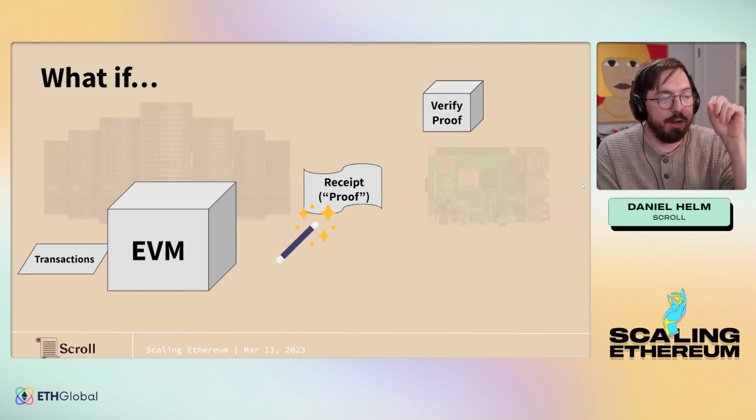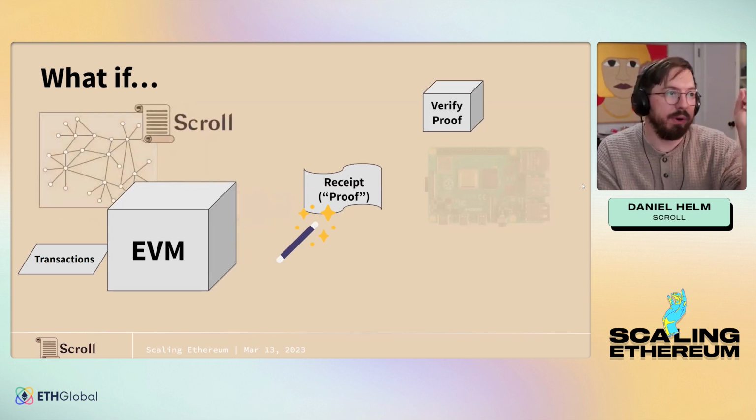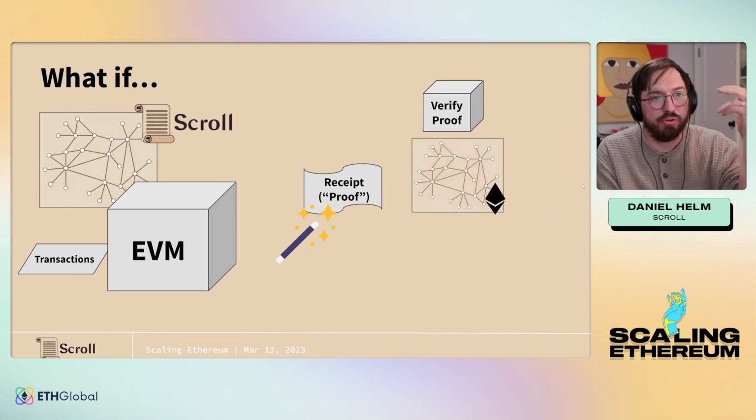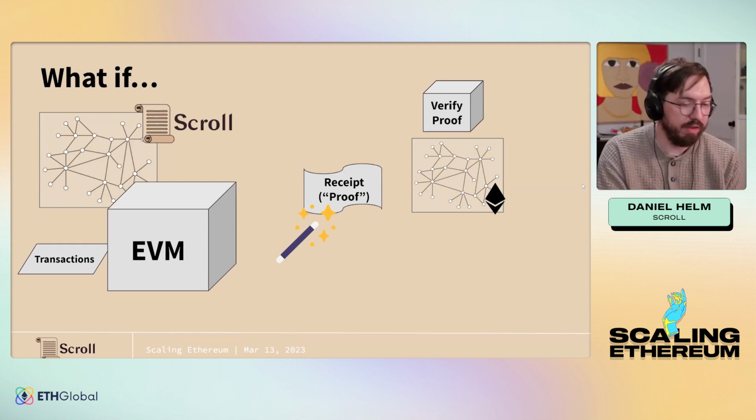And what if the network was not a bunch of supercomputers, but a network like Scroll? So what if Scroll was doing this kind of work? And we need someone that we trust. We might not trust Scroll as a network, but we need something that we trust to verify this proof or receipt. And we trust Ethereum, right? We trust the computations that are done there because of all the reasons that we love Ethereum.